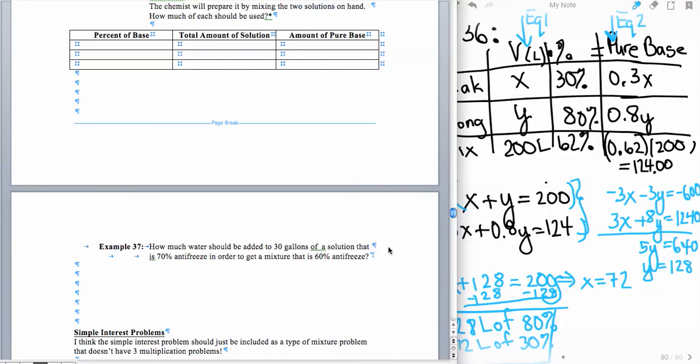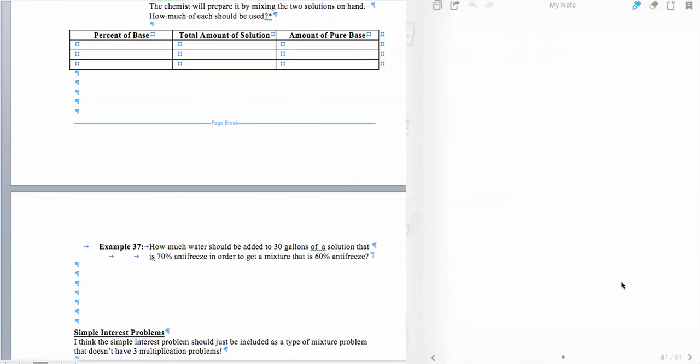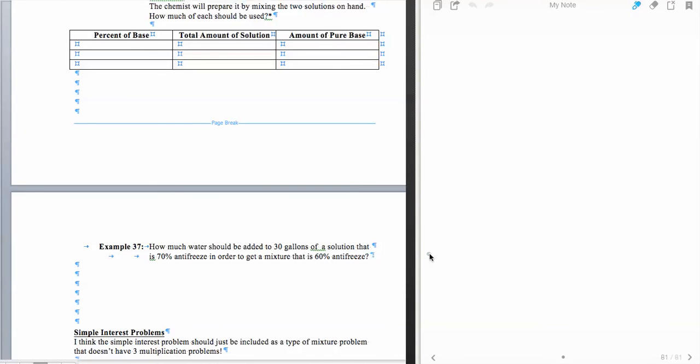All right, now here's a little tricky of a problem, number 37. How much water should be added to 30 gallons of a solution that's 70% antifreeze in order to get a mixture that's 60% antifreeze? What you need to understand in solving this one is that water is 0% of anything. So with that said, why don't you go ahead and pause this and see if you can write the entire table up for yourself, come up with the equations and solve it, and then come back and check yourself.